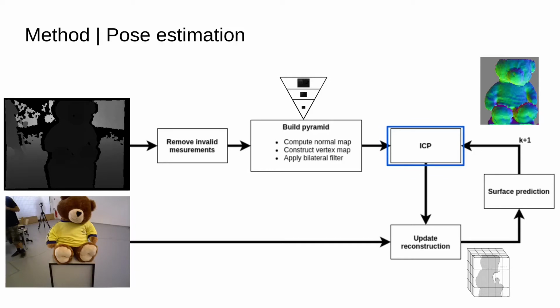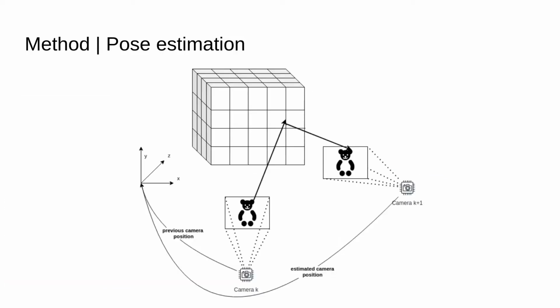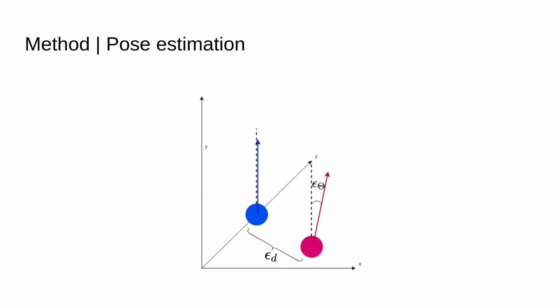For pose estimation, we first compute correspondences using projective data association. This means given a pixel, we access the vertex map and the normal map of the model. We project it to the previous camera coordinate system. Using the camera intrinsics, we map it to the current image frame. Then we access the vertex map and the normal map at this pixel to obtain a point and a normal. We then compare them in the global coordinate system to measure their distance and the angle of their normals. If it's under some thresholds, we consider them a correspondence. These are some correspondences produced by our method.